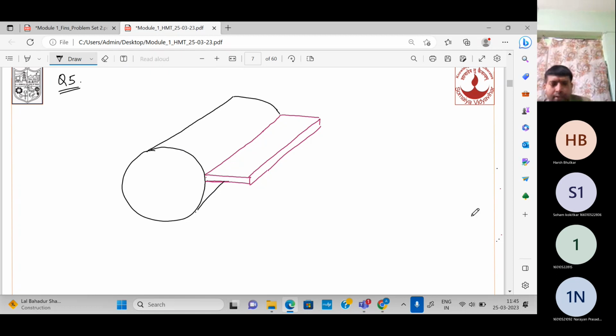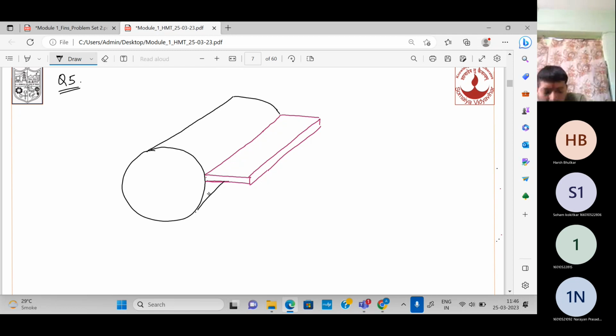It is 360 mm in diameter outside and 240 mm long. Its surface temperature should not exceed 55 degrees Celsius when dissipating 340 watt of heat. Longitudinal fins of 15 mm thickness and 40 mm height are proposed. So you just see here, this is the height of the fin. This is the thickness of the fin, and this is the length of the fin.